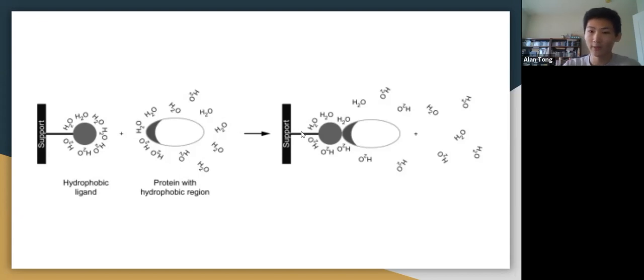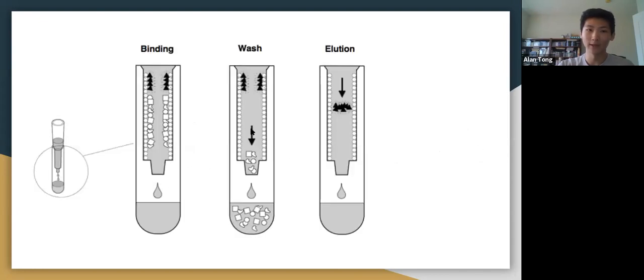But the question still remains, right? How do we separate them? Because if they all have some hydrophobic component, they're all going to be interacting with the column, right? How do we manage to separate these based on their hydrophobicity? So again, we see the same process. We first bind it, and then we wash away the weakly binding ones, and then we elute, right? So we see the same thing over and over again. It's the same theme in protein chromatography.